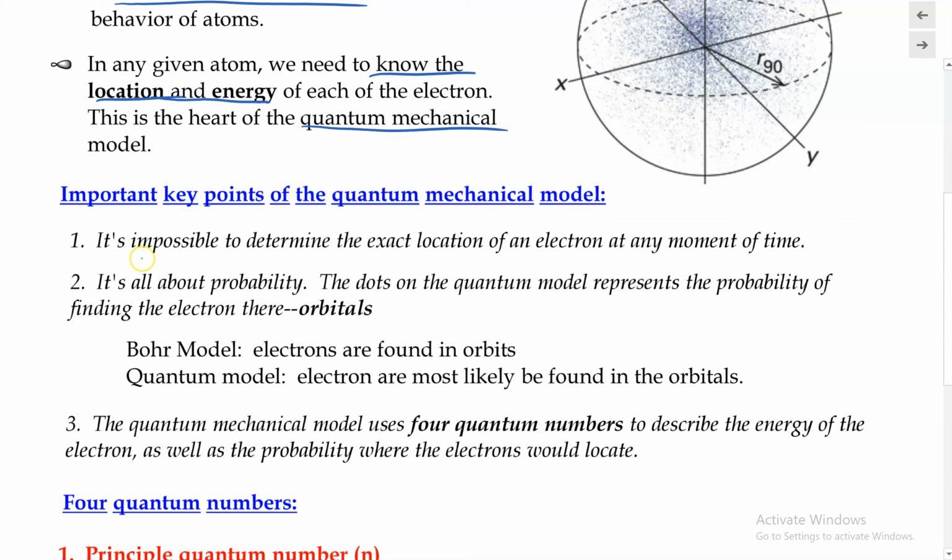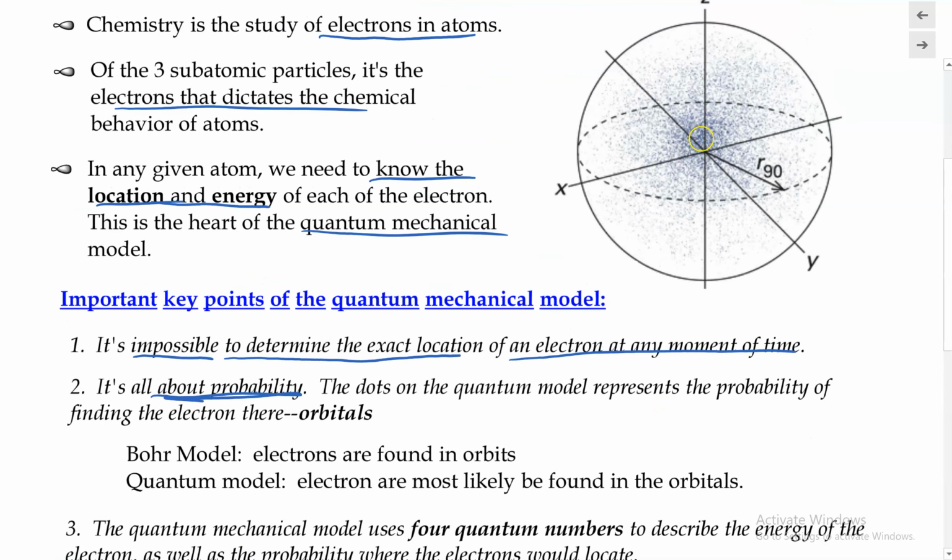First, it is impossible to determine the exact location of the electron at any moment of time. We simply don't know it. When it comes to the location of the electron, it's all about probability. The dots on the quantum mechanical model that we see here represent regions of high probability where we'll be able to find the electron.